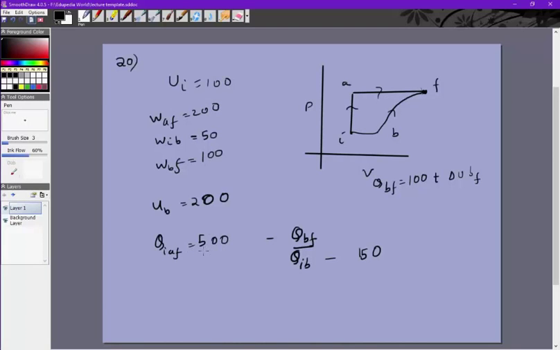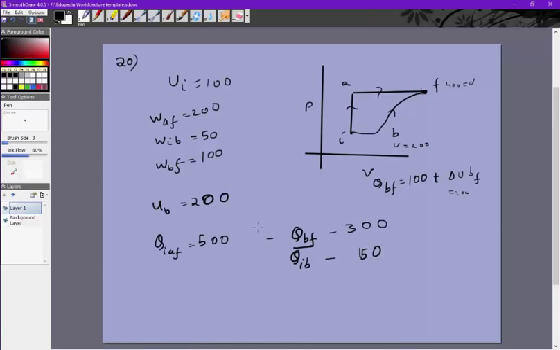Right, and the heat supplied is 500. So the change in internal energy has to be 300. If it's 100 here, it has to be 400 here. And if U is 400 here and U is 200 at B, so delta U is 200. So QBF is 100 plus 200, that is 300.